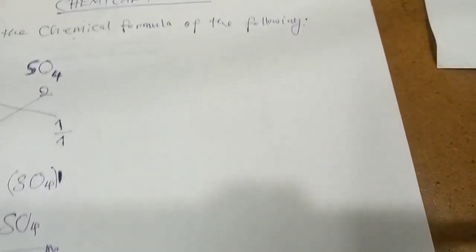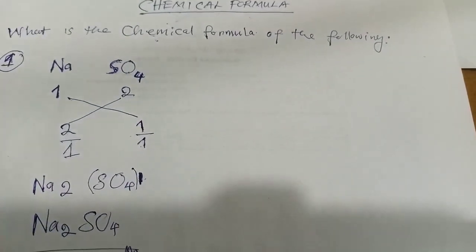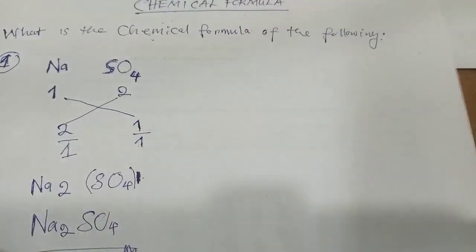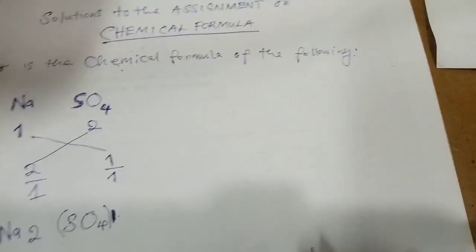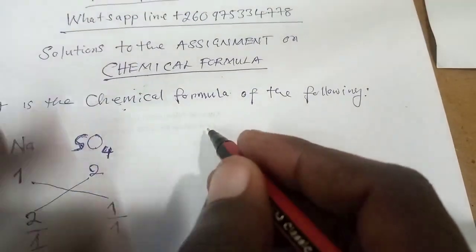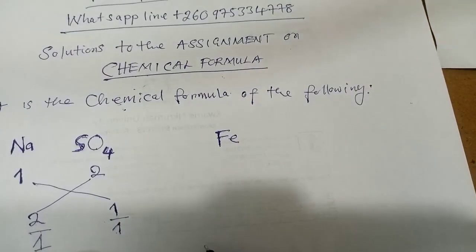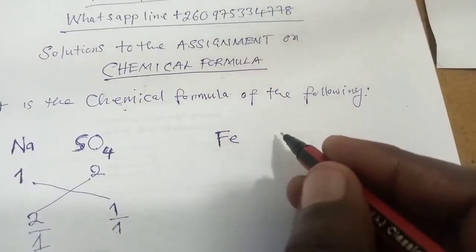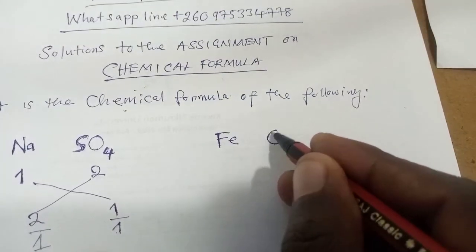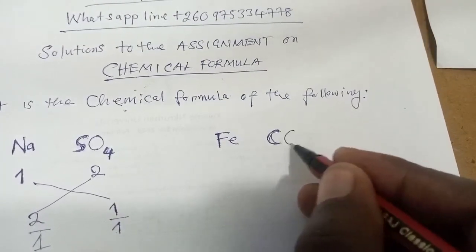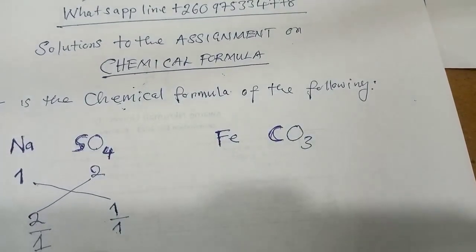Then the next one we have is iron 3 carbonate. The symbol for iron is Fe. Then carbonate, you should know that it's a radical. How do you write carbonate? You write capital C, capital O, then 3. This is how you write carbonate.